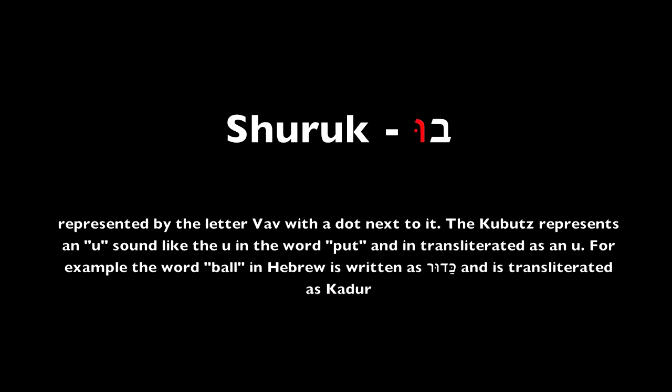Shuruk, represented by the letter Vav with a dot next to it. The shuruk represents a U sound like the U in the word put and is transliterated as a U. For example, the word ball in Hebrew is written as kadur and is transliterated as kadur.